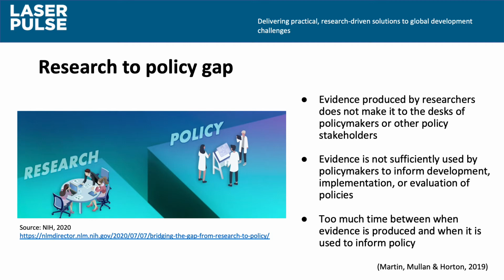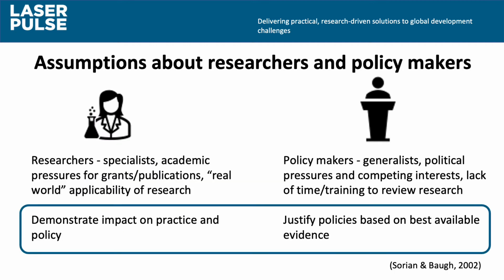The first explanation, often provided for why there is such a big gap between research and policy, is that researchers and policymakers are just different. They have different training, they have different pressures and incentives that motivate their actions, and they often even speak different languages. While these assumptions about researchers and policymakers may be true, they also are oversimplified views and ignore potential areas of shared interests and collaboration.